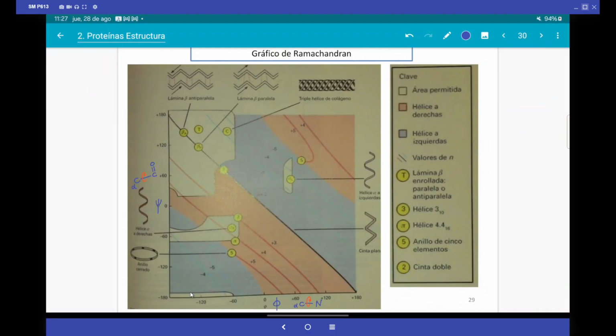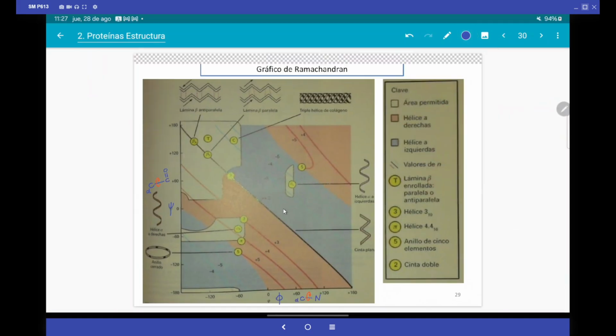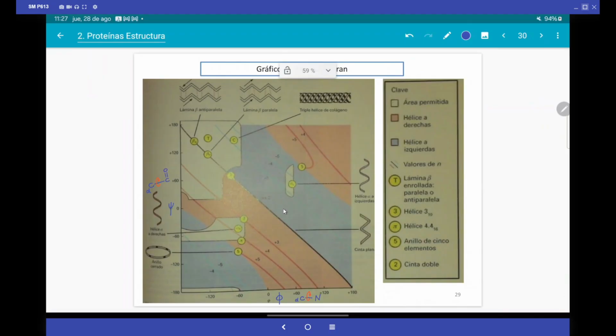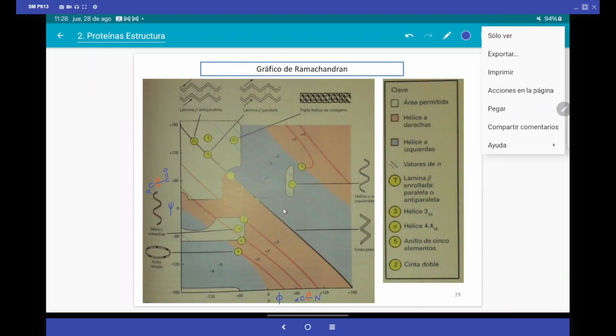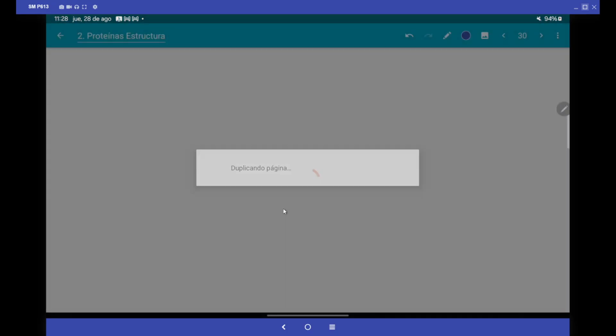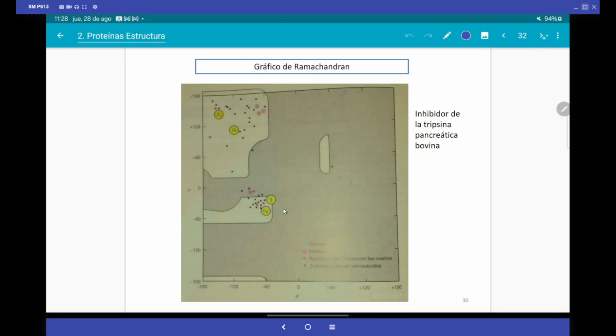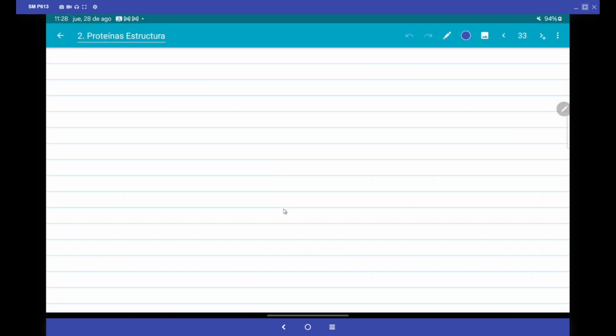What is this for? Because when one does what is called... sorry. Now here I do not have space, I cannot write on the side, I'm going to insert a new page. Yes, when molecular modeling is done.